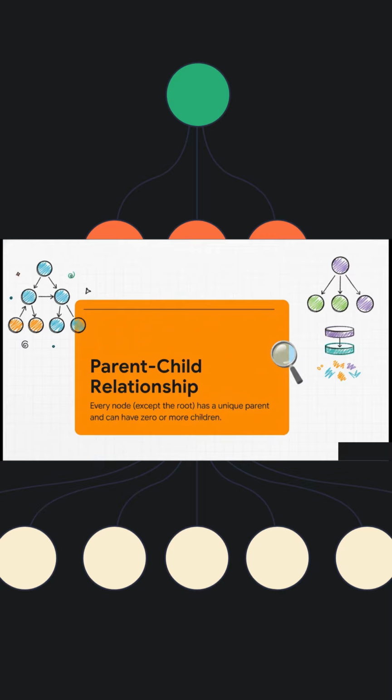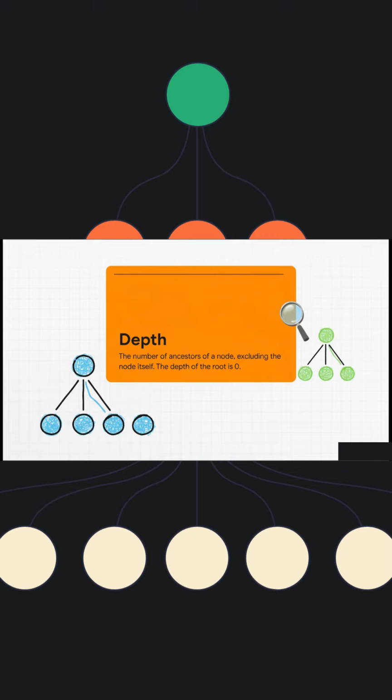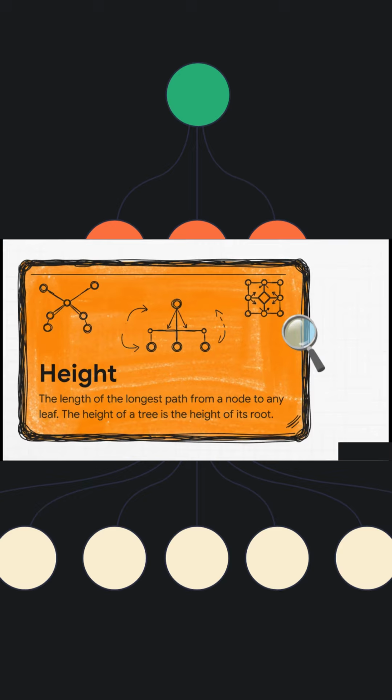Now here's the cool part. Every other node has exactly one parent, but it can have tons of children. And those nodes at the very end of a branch, the ones with no kids, we call them leaves. So a node's depth is basically how far it is from the root. You can just think of it as its level. And height? Well, that's kind of the opposite. It's the longest path down from a node to a leaf.